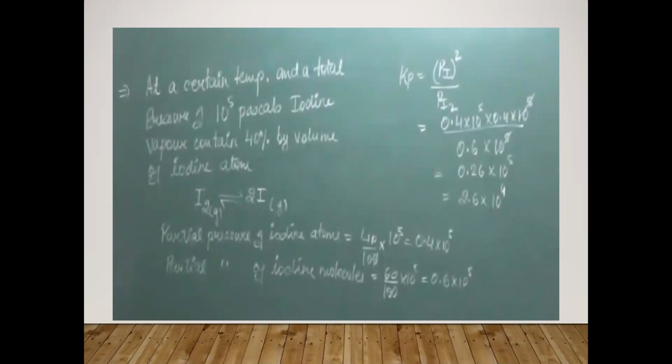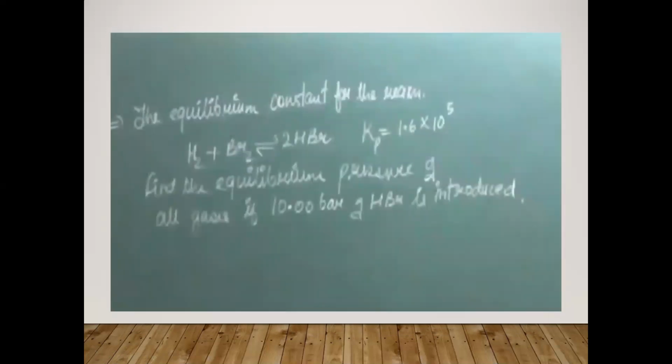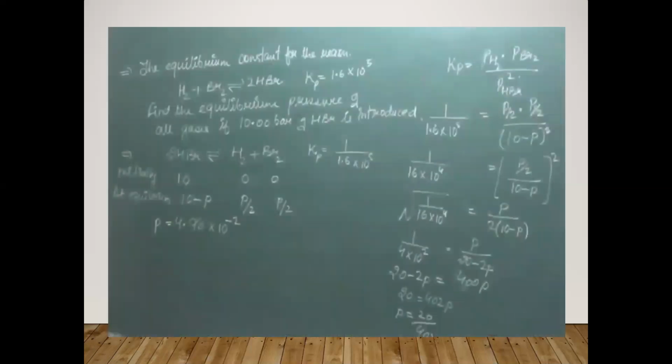Okay. Now, one more example. The equilibrium constant for the reaction is given to us, that is 1.6 into 10 to the power 5. Find the equilibrium pressure of all gases if 10 bar of hydrogen bromide is introduced. If 10 bar of HBr is introduced, then what will be the equilibrium pressure for this reaction?